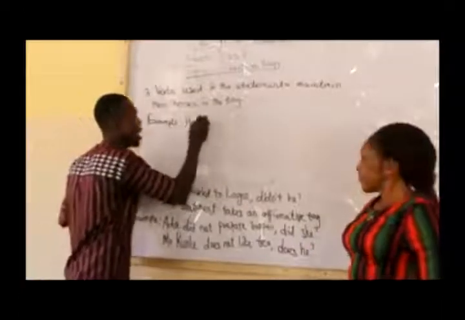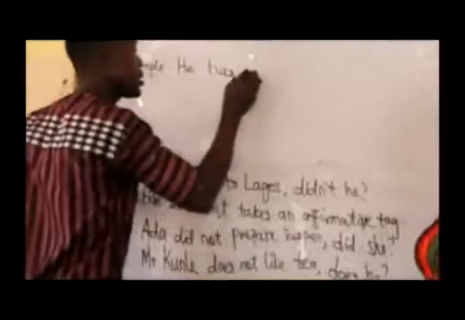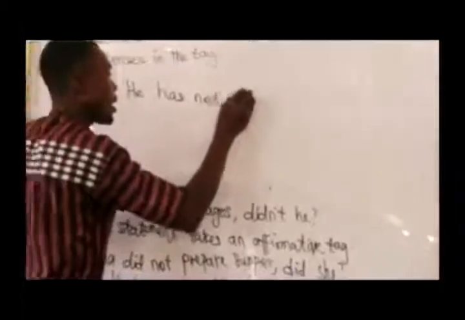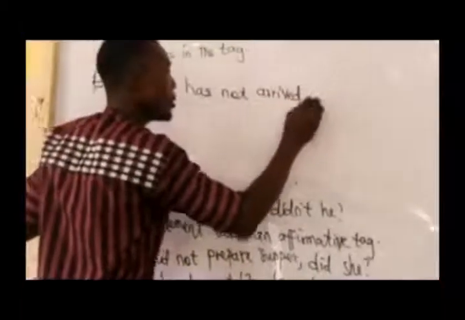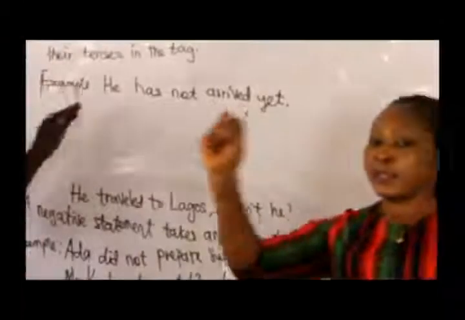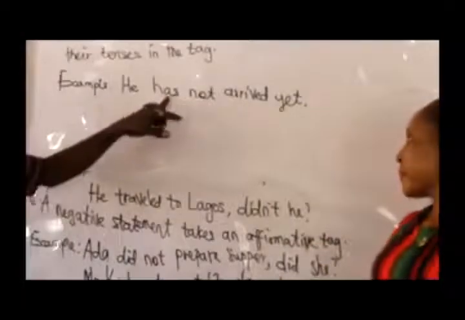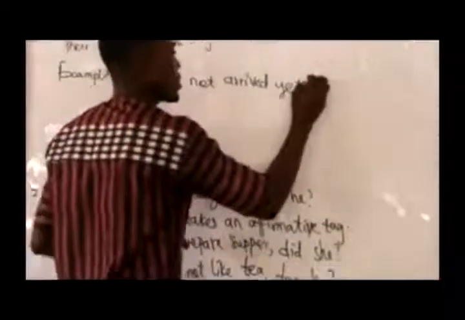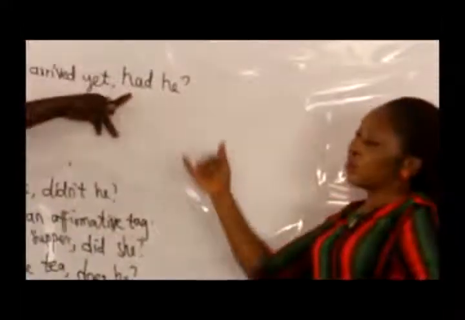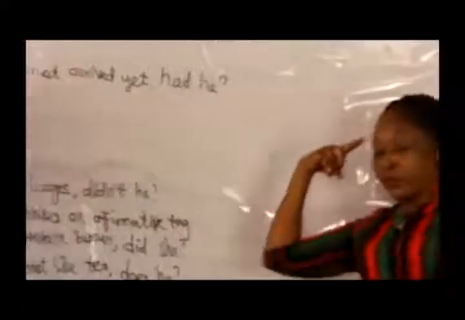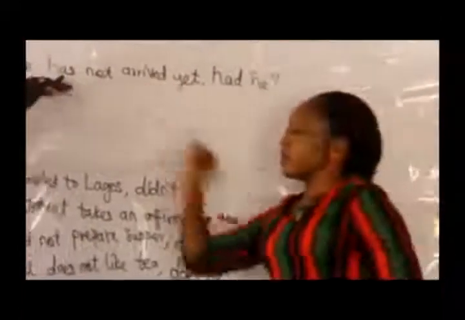He has not arrived yet. See? You don't have to say "had he." It will be incorrect, because this is the verb you are looking at to form part of your question tag. So what do we do? He has not arrived, has he?